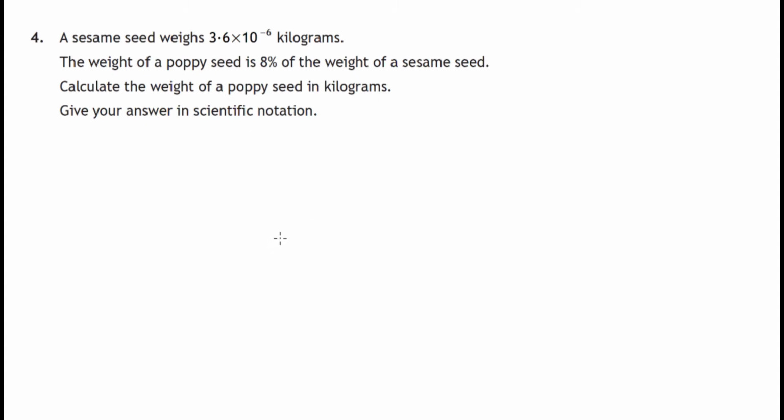Answer in scientific notation. I remember scientific notation is in this form where we've got a number between 1 and 10, that's A there, times 10 to the power of some number which is an integer. It could be -3, -2, etc. Or 1, 2, 3 and so on. So that's scientific notation.